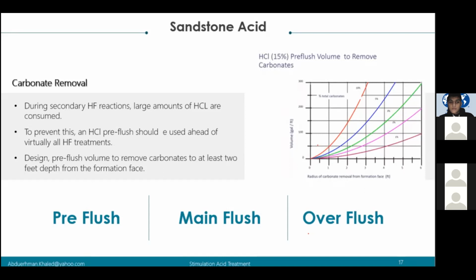We do that by pumping HCl ahead of the mud acid as a pre-flush, usually 15%. As you can see here, this is what we do as a pre-flush: we inject HCl to get rid of the carbonates, and after that we inject the main flush. In this chart, according to the percentage of carbonate that you have, you will need a specific volume of pre-flush to remove that carbonate in your reservoir.